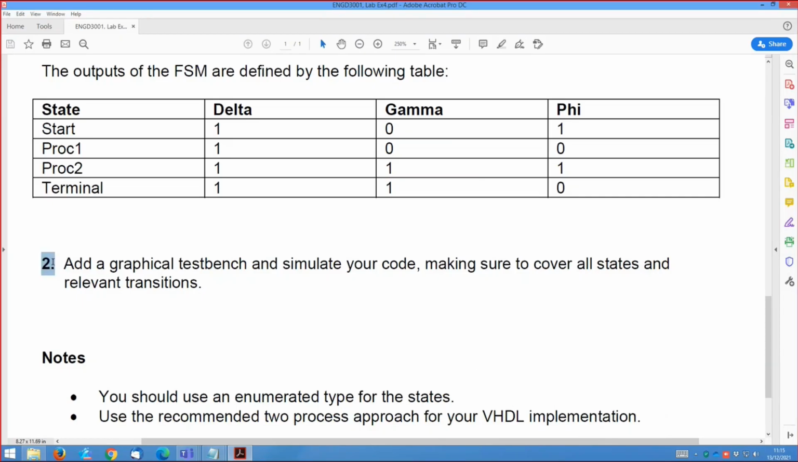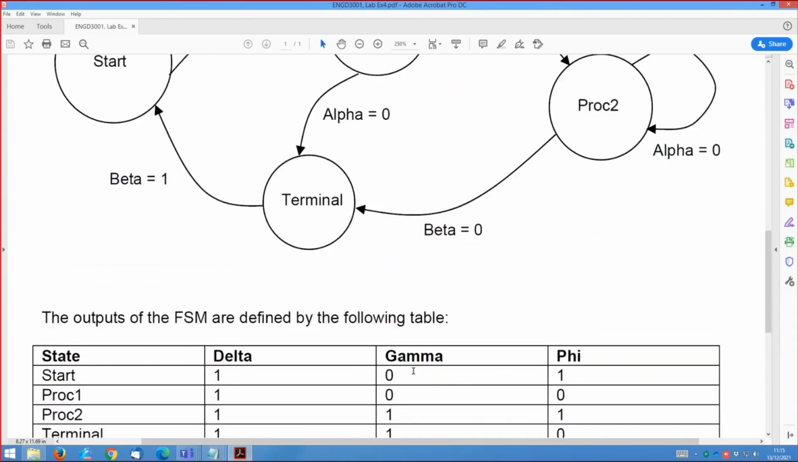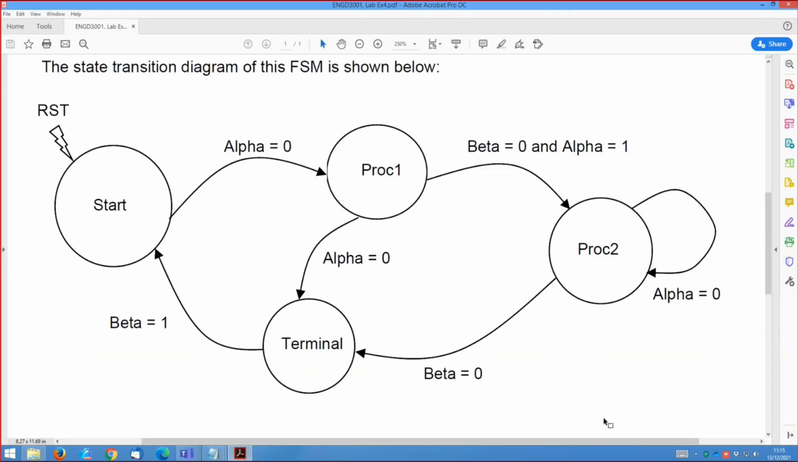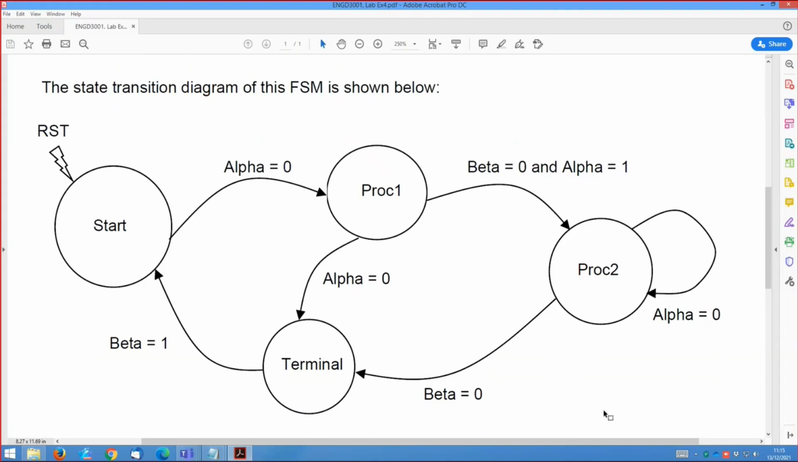Part number two would be to add a graphical test bench, so not the type of test bench we discussed today, but the traditional graphical test bench, and simulate our code, making sure that we cover all states and all relevant transitions. So you need to think about how your test bench looks, because we would need to show all possible operation of this finite state machine. In other words, we would need to look at moving from start into proc1 into terminal and then back to start, which would be one possible loop in this finite state machine.